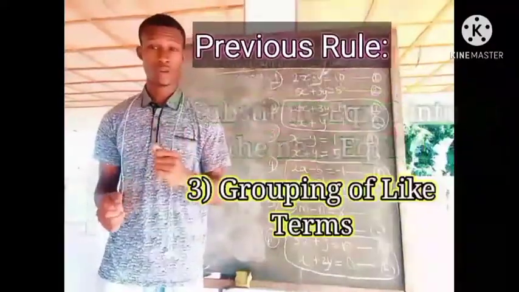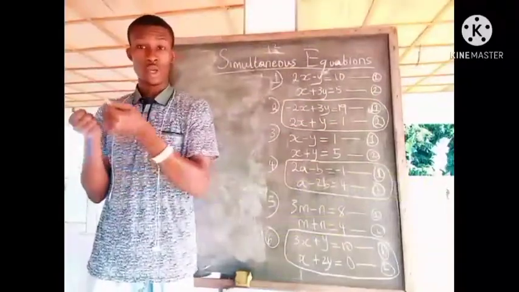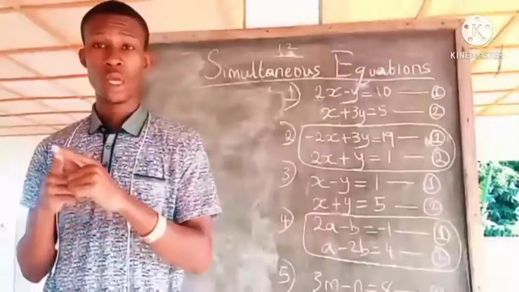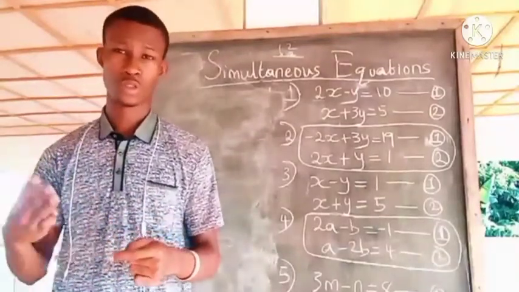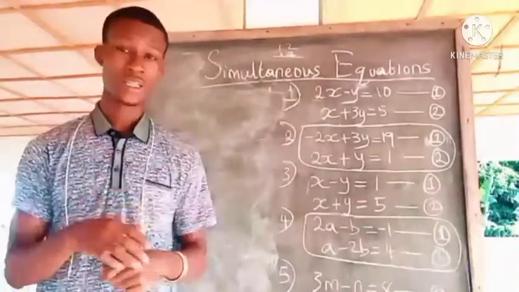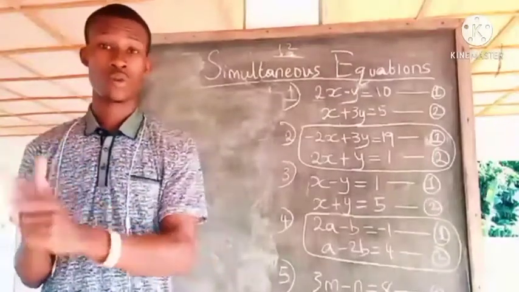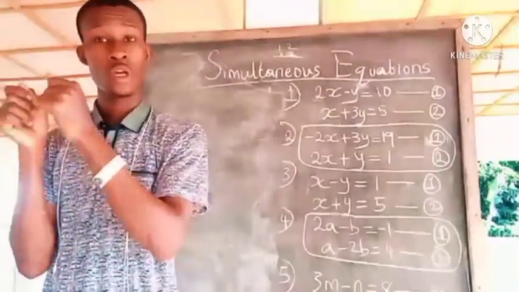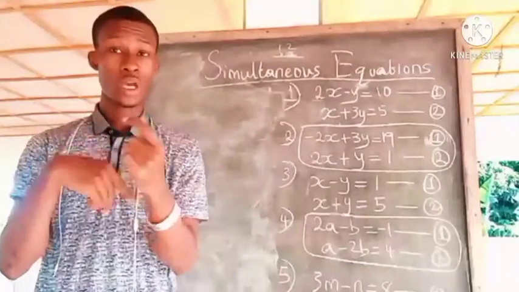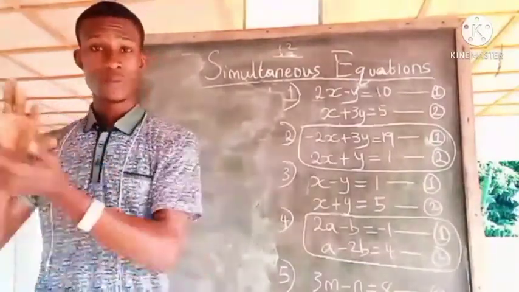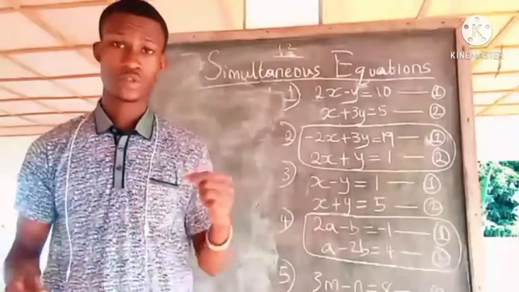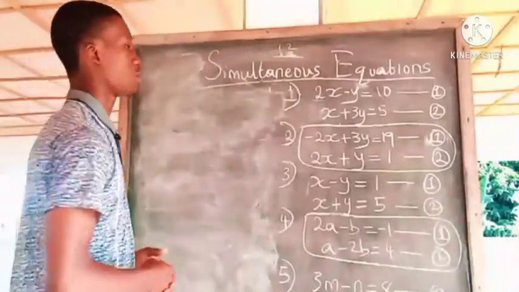Assuming it was x that you got first, then you have to substitute your answer for x into any of the equations, either equation 1, equation 2, or equation 3, so you can get y. Then assuming it was y that you got first, you substitute your answer for y into any of the equations, either equation 1, 2 or 3, then you can get the other result. So let's dive right into this very question.